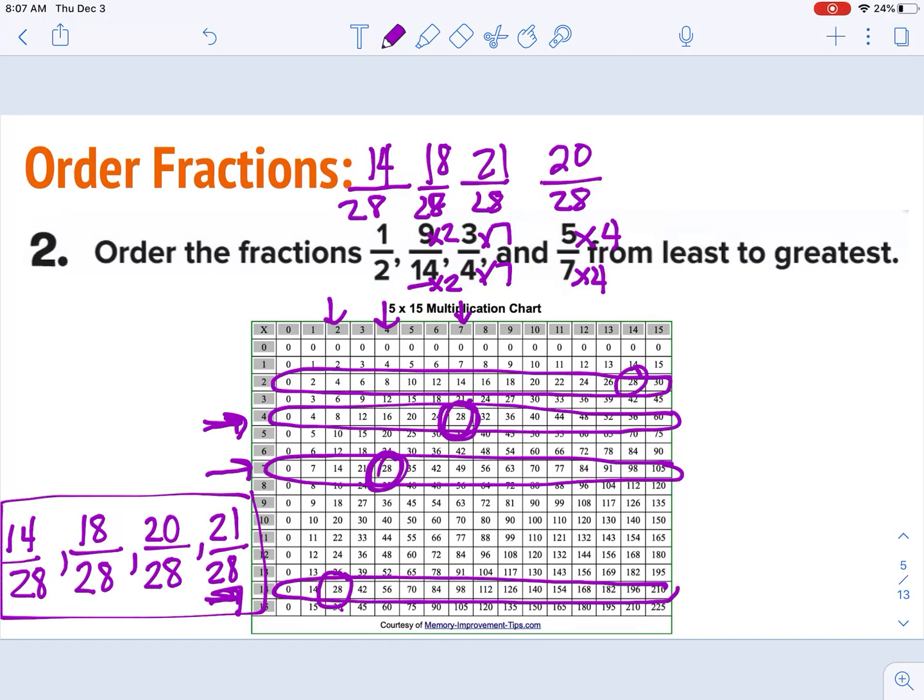Okay, and that problem was a little bit trickier. It is easier when there's just 2 that you need to find the common denominator with. So this one, you might want to pull out that multiplication chart and really look for numbers and what to multiply by.